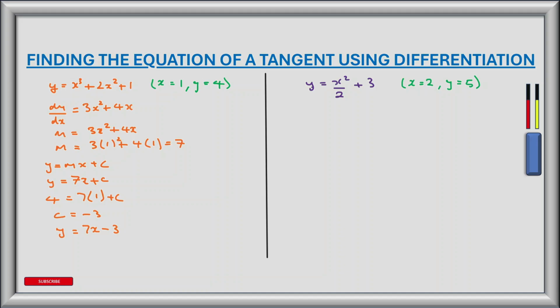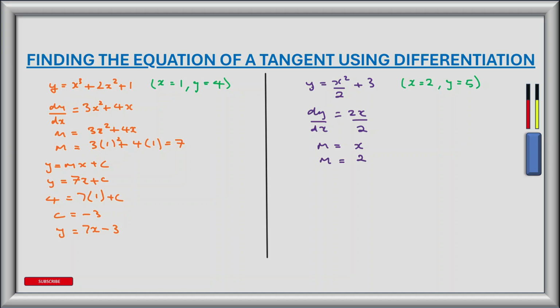So first, let's find the gradient of the tangent. We do that by differentiating y is equal to x squared divided by 2 plus 3. So dy by dx is equal to 2x divided by 2. So our gradient m is equal to x. So at coordinate x equals 2, the gradient m is equal to 2.